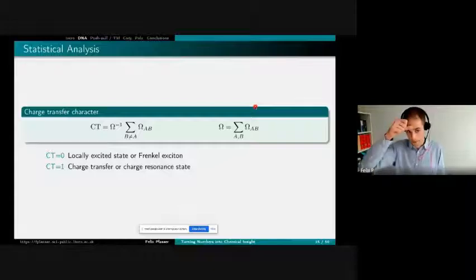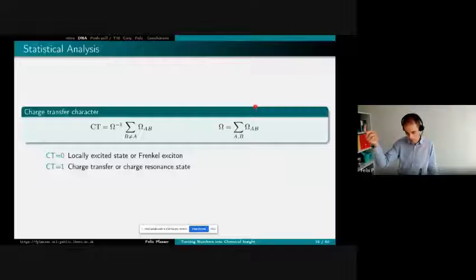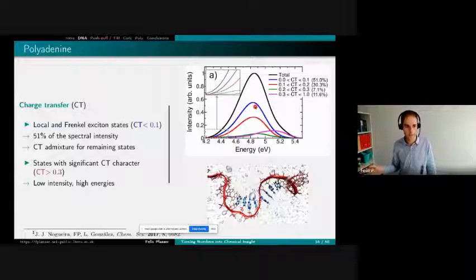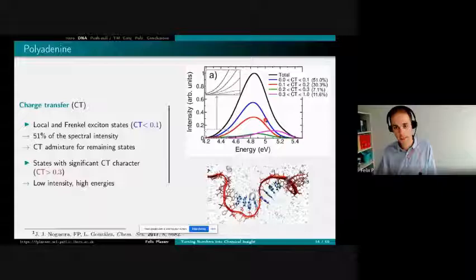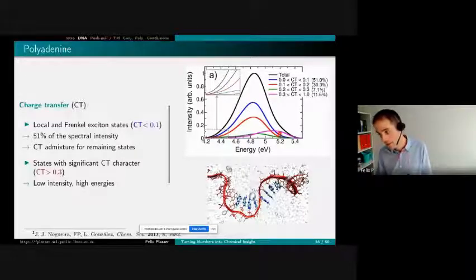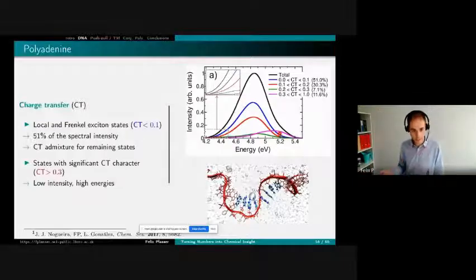And then we can do a bit more statistics. For example, we can look at the charge transfer character, whether these are local excitations on one base or delocalized states. And then when we play this game, we find out that 50% of the spectral intensity has less than 10% charge transfer character. So these ones are the local states or the Frenkel exciton states. They make up half. But what that means on the other hand is that also half of the states have at least a little bit of CT character.